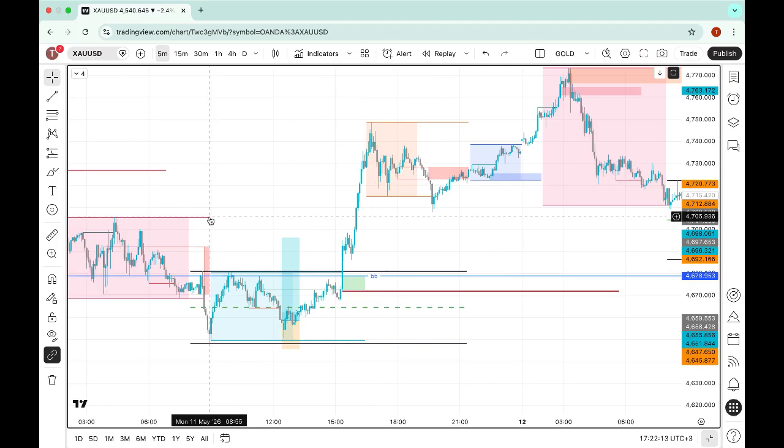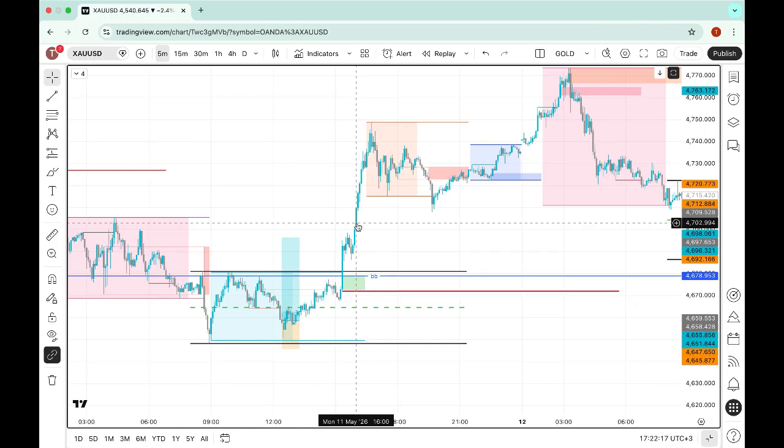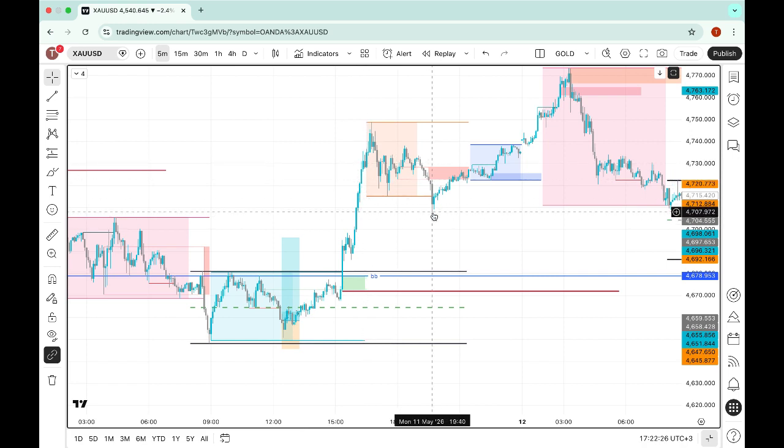So as you can see at this high, this is the Asian high. You can see the way price came, it just went through it, leaving this fair value gap. And as you can see what happened, price came back to that fair value gap, just trapped into it, and then we had this impulsive move upwards.